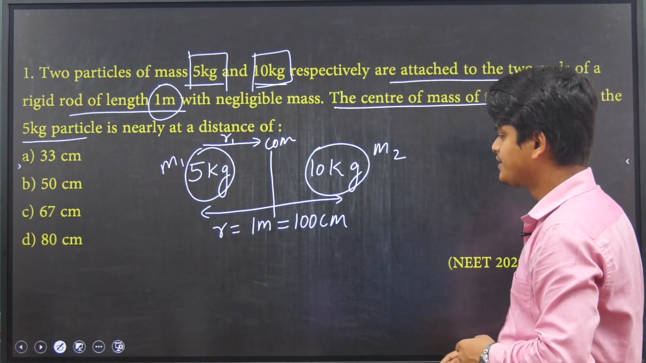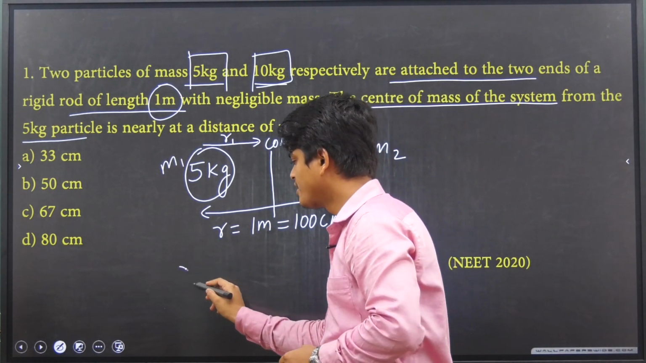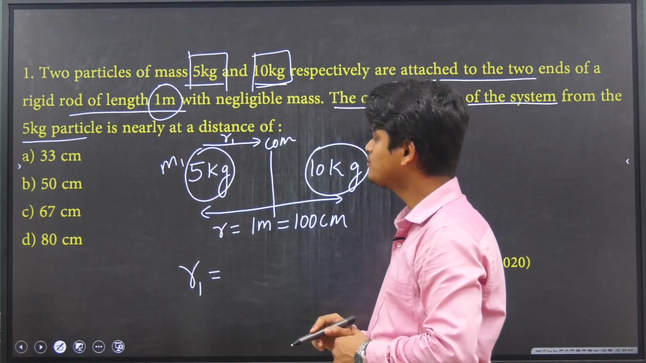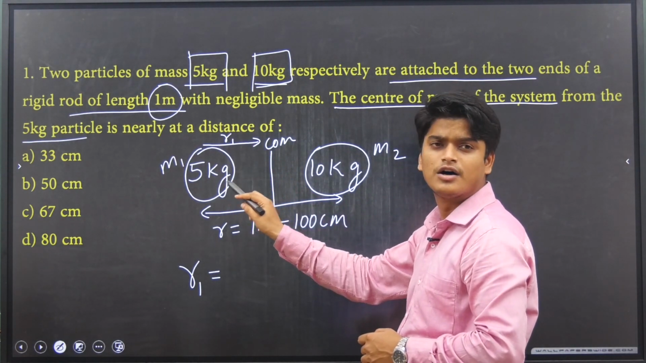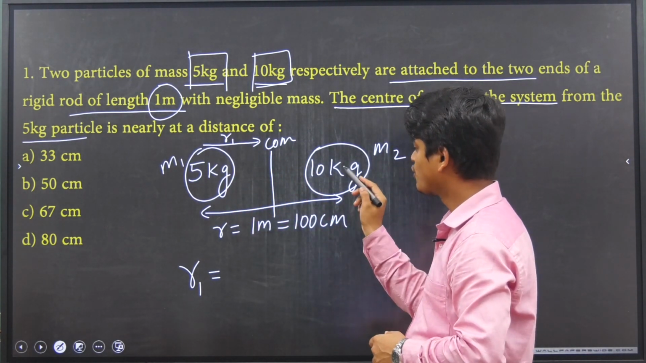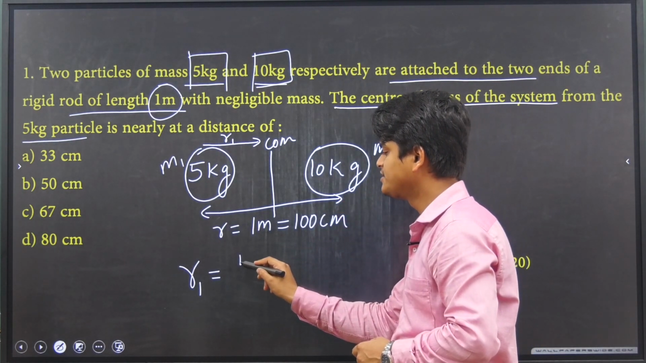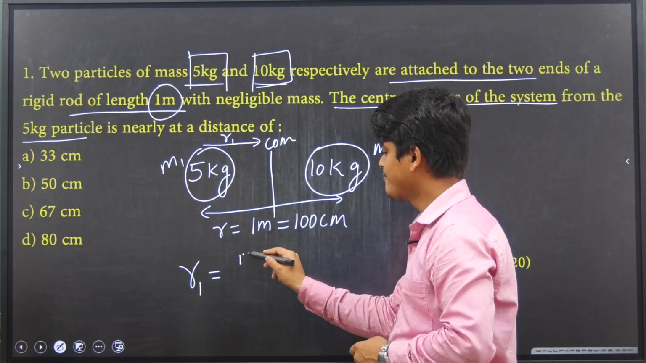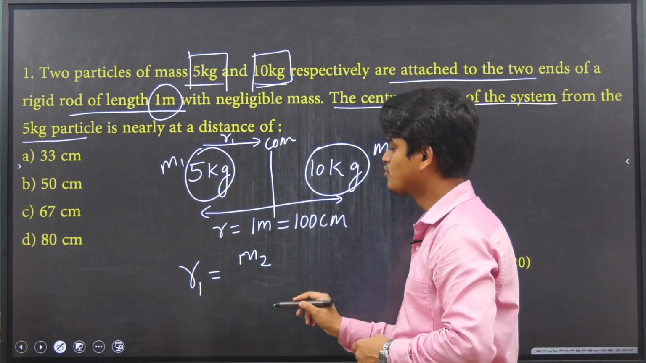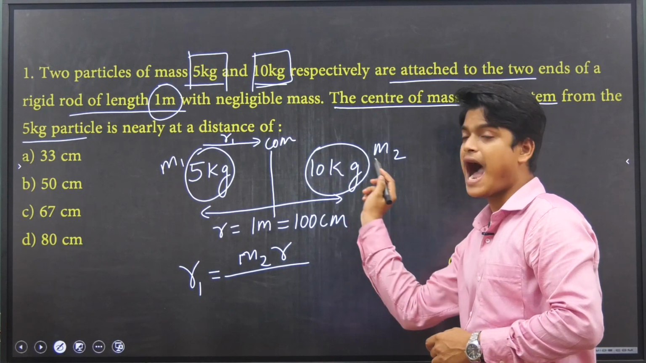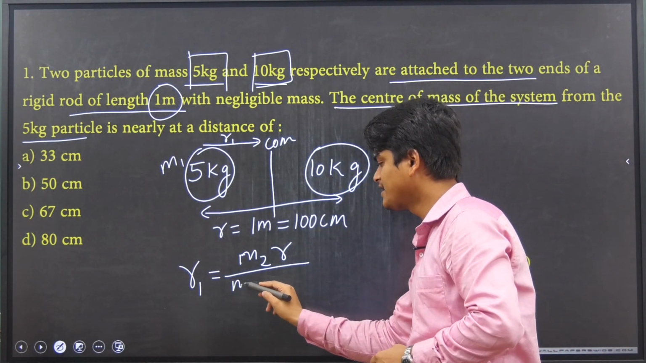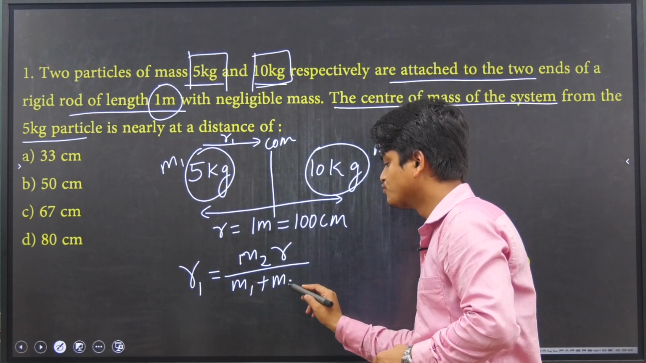Now directly use the formula. If you need to find R1, that is the distance from the center of mass to the 5 kg mass, then go for the 10 kg block first. That means you write M2 multiplied by the total distance, divided by the sum of the two masses, that is M1 plus M2.